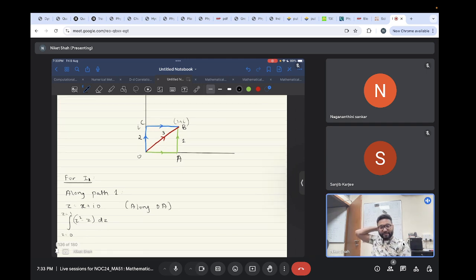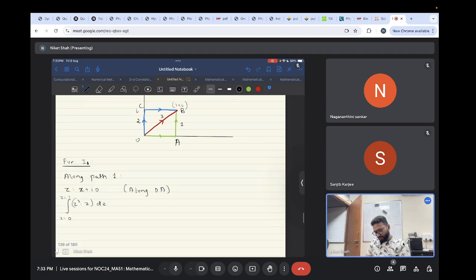And z we can write as simply x. So this is equal to the integral from 0 to 1 of x square minus x dx. I can just perform the integral here itself: x cube by 3 minus x square by 2, from 0 to 1, is equal to 1 by 3 minus 1 by 2, which is minus 1 by 6. 2 minus 3, 6. Yes.